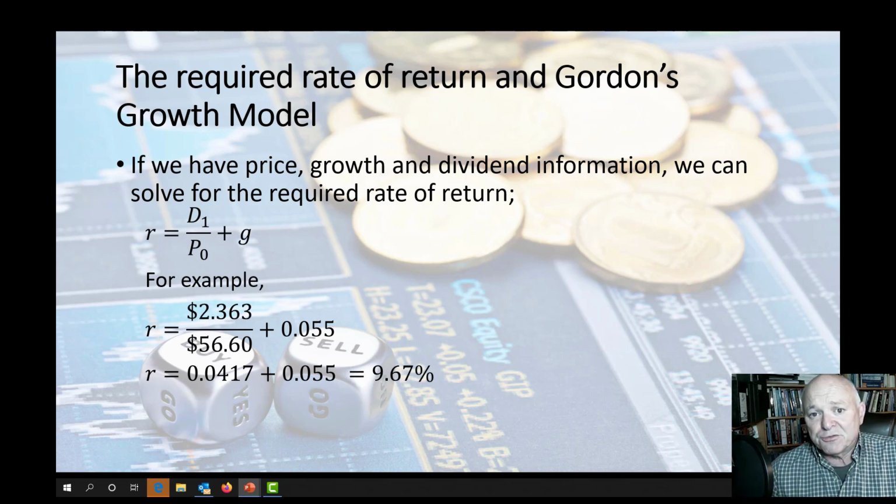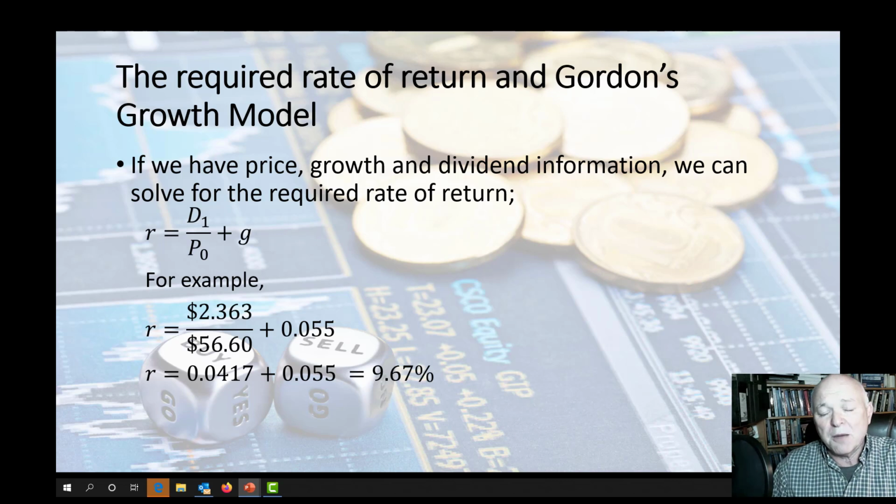The two sources of that return are going to be the yield of the dividend, so that's where we have D1 over P0. So what is the dividend yield, and what is going to be the growth in the business? Together, those things tell us about the required rate of return, or the rate of return on equity.